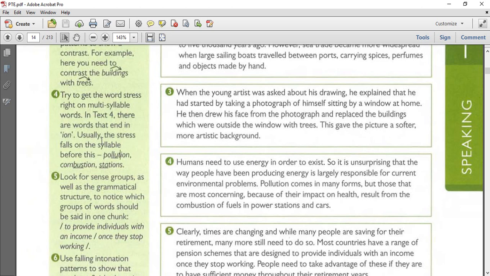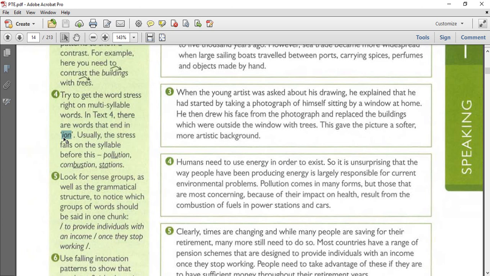So we just stress the word, the syllable before the word, the word and in ion.